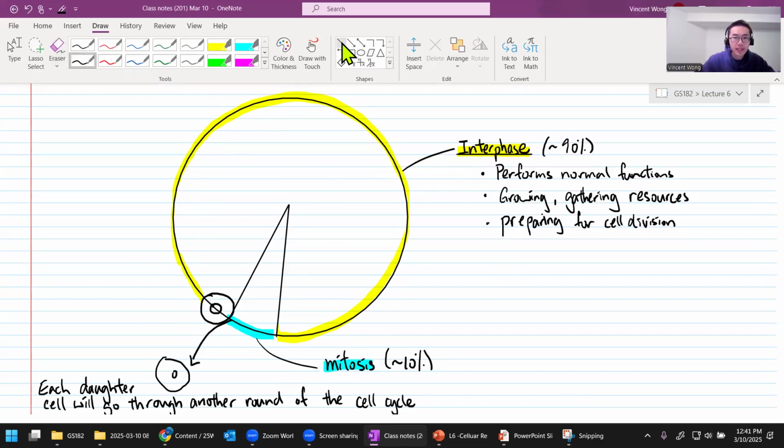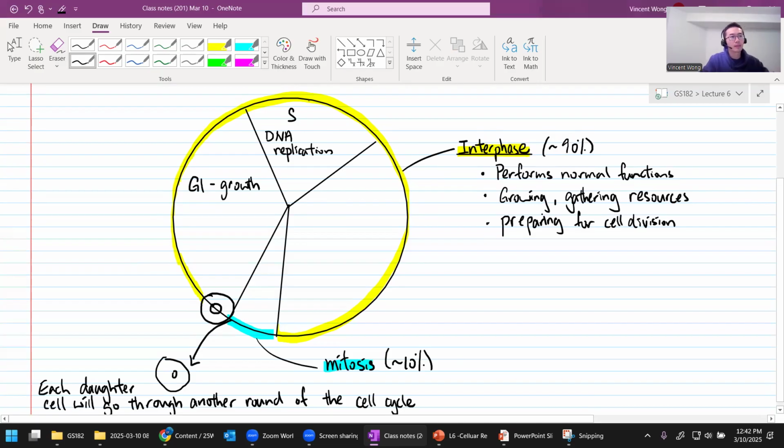Now, within the interphase, we can further divide it up into different stages. Okay, so we have what's called the G1, and mostly it's just growing. So growth, and then we have the S phase, where you will be doing DNA replication. You know, all those things that we learned last week, the helicase, the gyrase, and all that stuff to copy the DNA. That happens during this S phase. S stands for synthesis. And then you have G2, which is more growth.